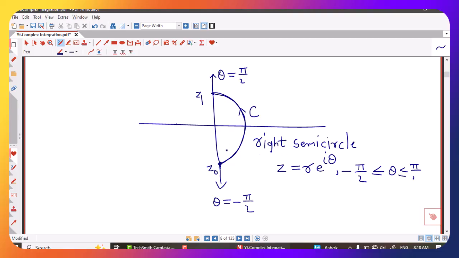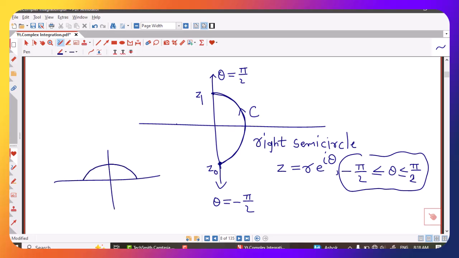Depending upon the part of the circle along which we want to integrate, the range of theta changes. If we have the right semicircle, we have theta from minus pi by 2 to pi by 2. If we have the upper semicircle, we have theta from 0 to pi. Suppose we want to integrate along the upper semicircle, then at this point theta is 0 and at this point theta is pi. So in that case we write this form of the circle as z equal to r times e raised to i theta, where theta lies between 0 and pi.